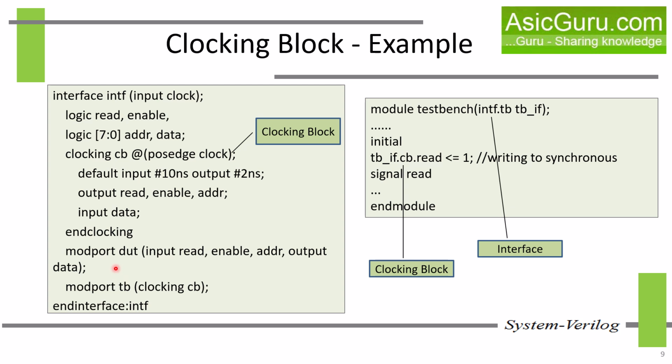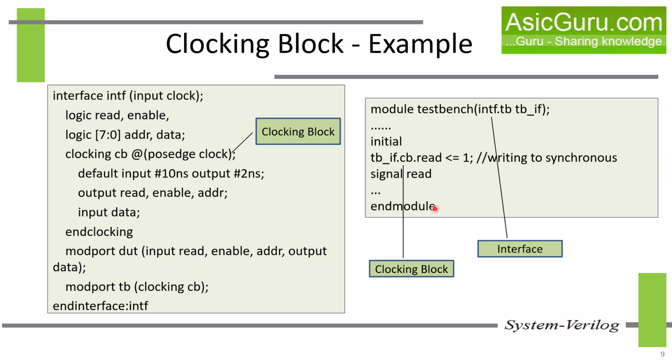Then we are defining the modports. First is the modport for the design, which is used for connecting with the DUT. Next we are defining the modport for the test bench, and it connects the clocking block with the test bench. On the right hand side, you can see a small portion of the test bench, and here the clocking block is being used to drive the signal. Here we are using this interface dot the TB modport, and this line writes to the read signal. See, this read signal is defined as output in this modport TB.